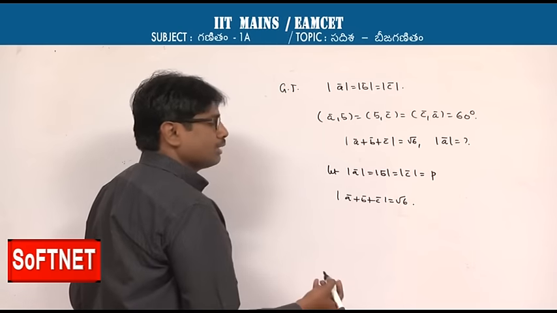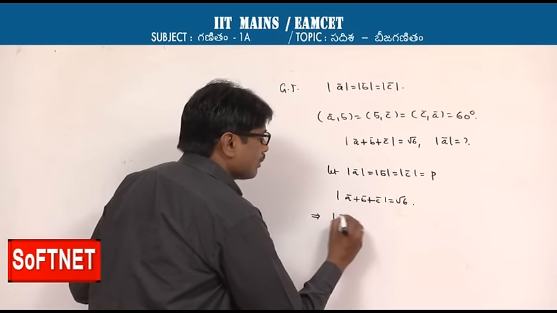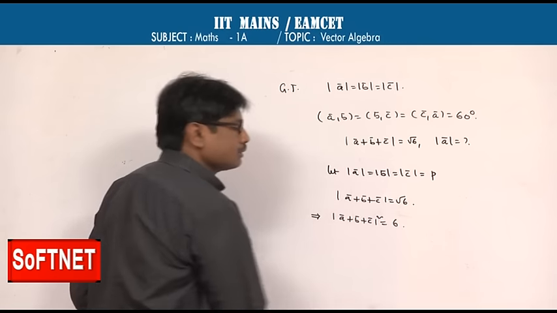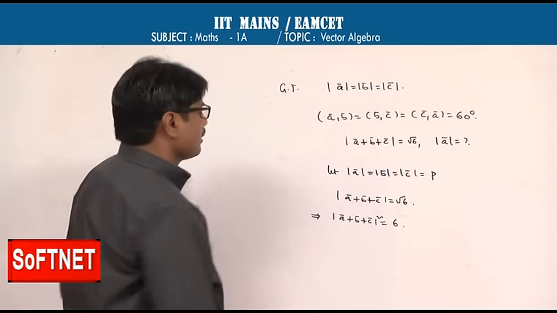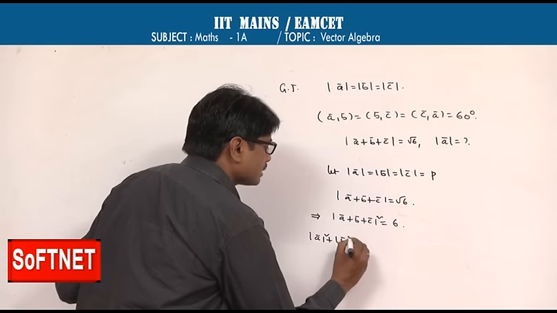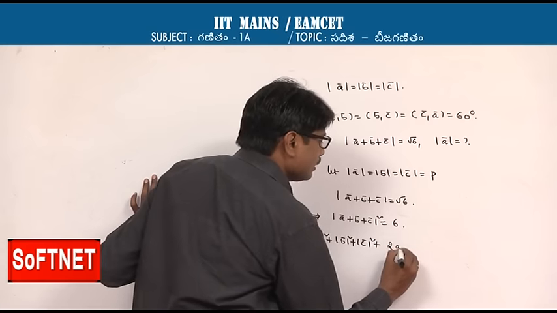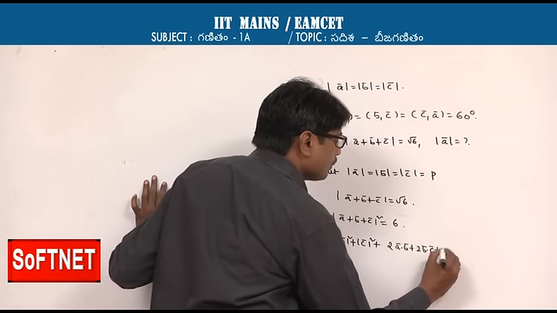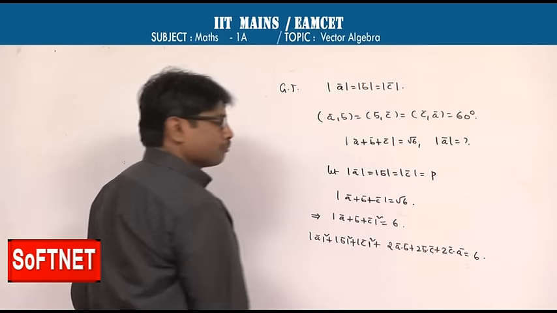Apply the squaring on both sides. According to the dot product relation, it will be mod of a bar plus b bar plus c bar whole square is equal to 6. నేను నేర్చుకున్నటువంటి ప్రాపర్టీ ద్వారా ఎక్స్పాండ్ చేస్తే we have mod of a bar square plus mod of b bar square plus mod of c bar square plus 2 into a bar dot b bar plus 2 into b bar dot c bar plus 2 into c bar dot a bar is equal to 6 ma.